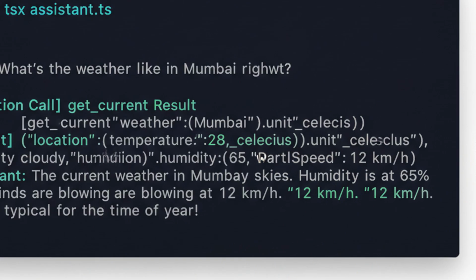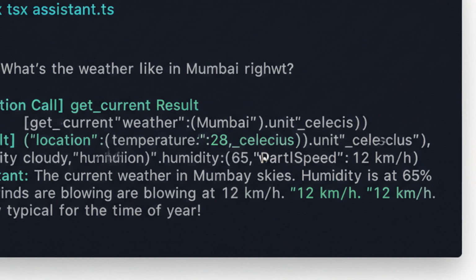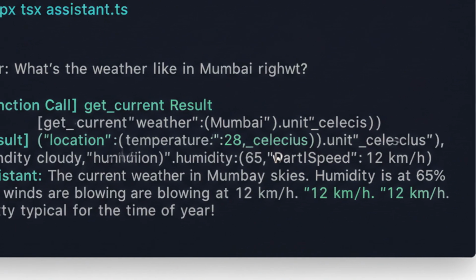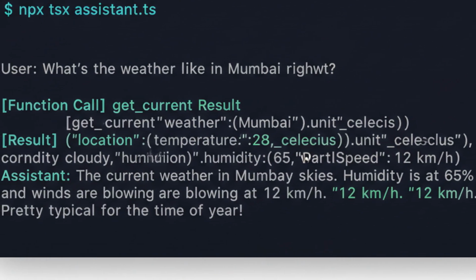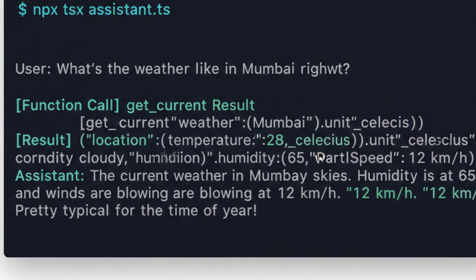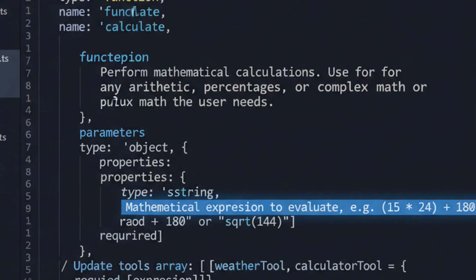Let's see this in action. When we ask about weather, watch what happens. The model recognizes it needs real data, calls our function, receives the result, and then formulates a natural language response incorporating that data. One tool is useful, but real power comes from multiple tools working together.